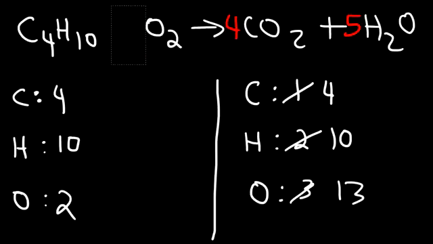13 over 2 times 2, the 2's will cancel. And so this is going to be 13 now. Here we had a 1, but we're going to multiply that by 2. So every coefficient that we see, we're going to multiply by 2. So 4 times 2 is 8, and 5 times 2 is 10. So now let's recalculate all the numbers that we have.